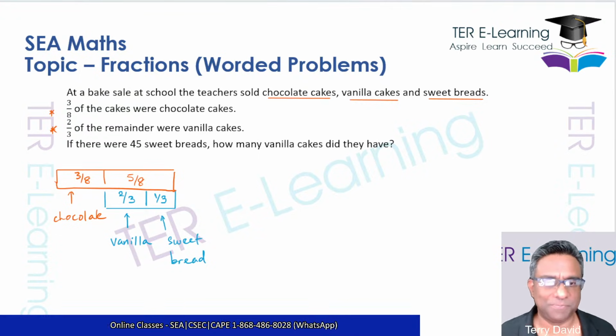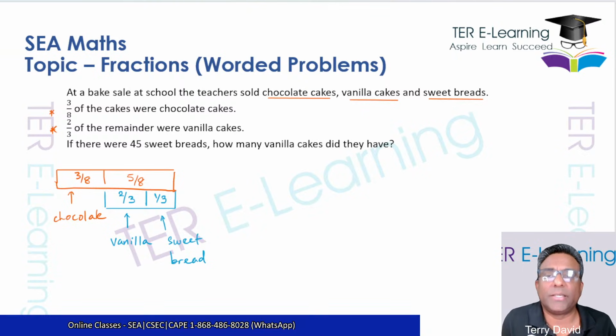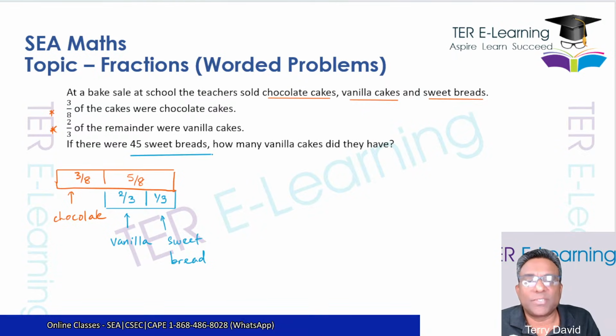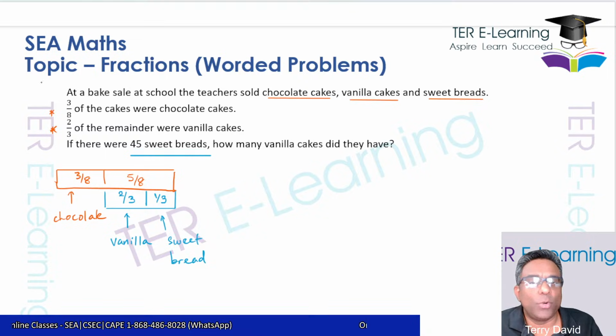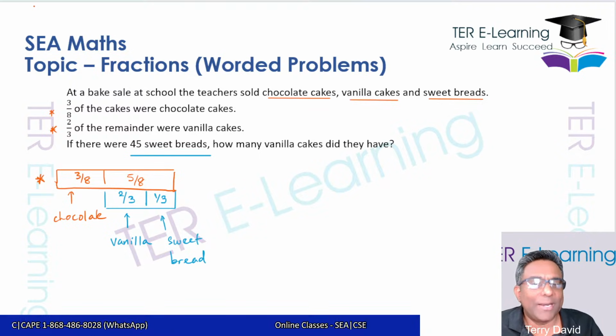All right, now let's say that the number of sweetbreads we have is 45. So that remaining part there is 45. We want to work out how many vanilla cakes we have. What we need to do is first figure out the total. How many baked goods do we have at the beginning? That's what we need to figure out.